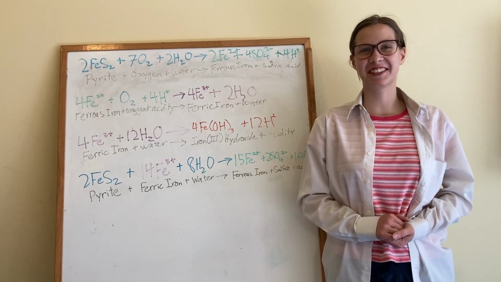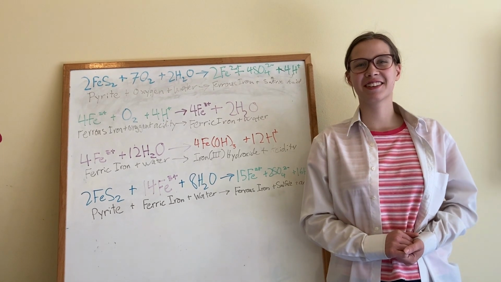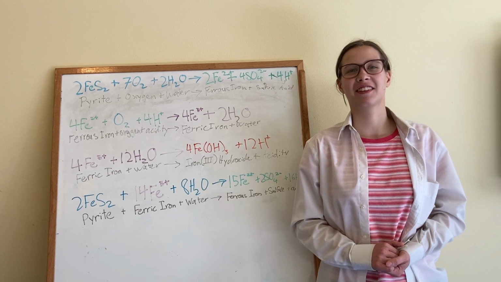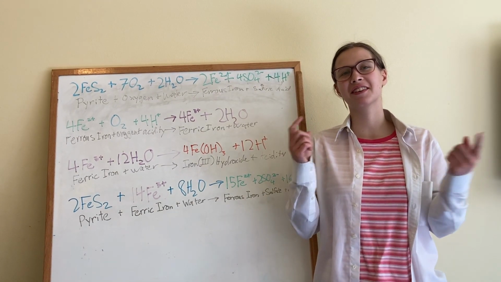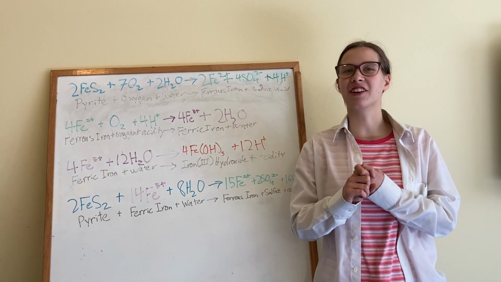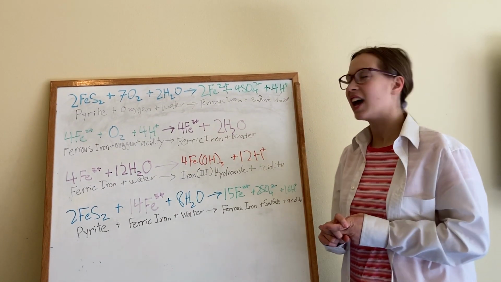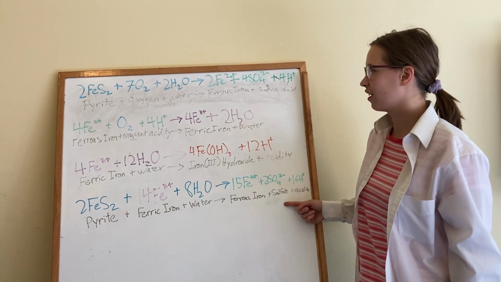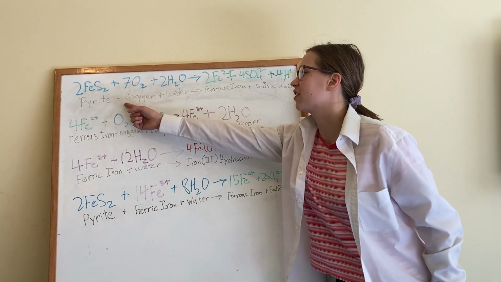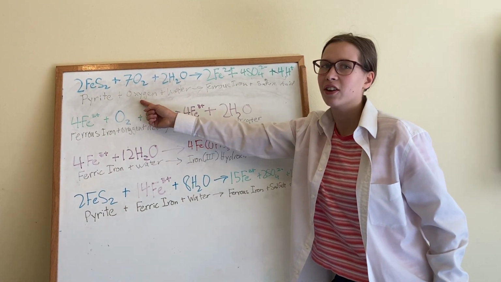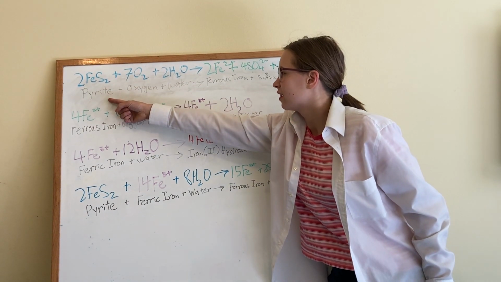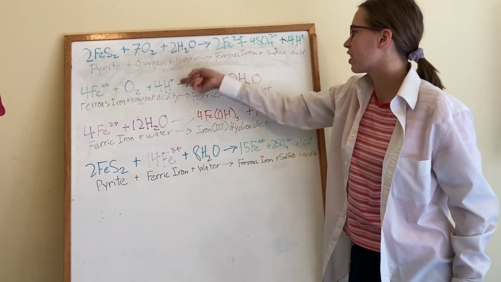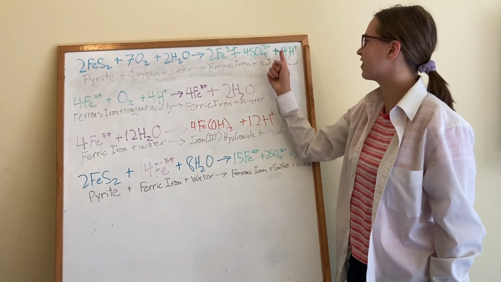Well, the first thing that needs to be understood is that the process that produces AMD is an oxidation process. This just means two or more substances interact and one or more electrons is lost. It's also not just one reaction, but rather a chain of reactions. We start off with the oxidation of pyrite by oxygen. Pyrite is commonly found in mines. So we take pyrite, oxygen, and water and produce ferrous iron and sulfuric acid.